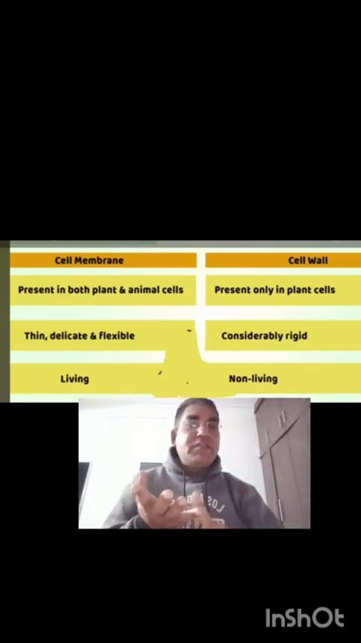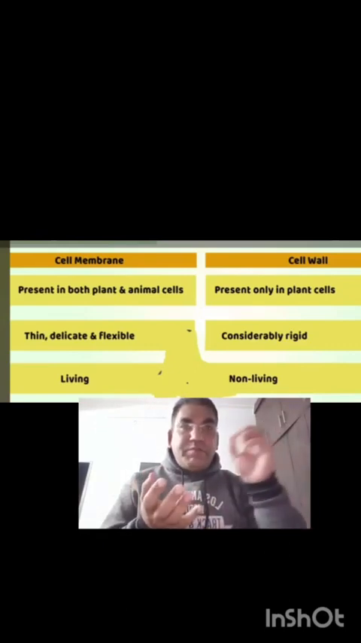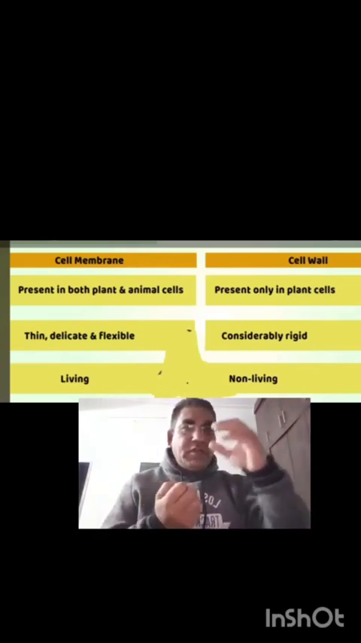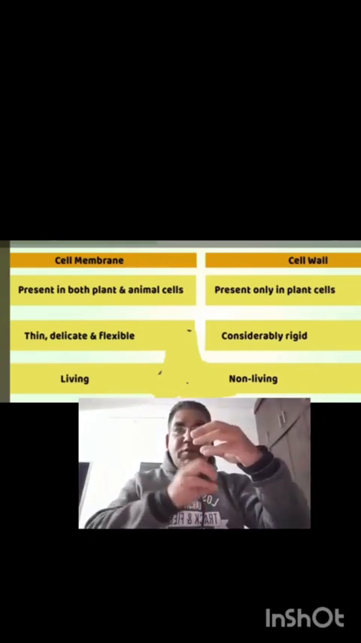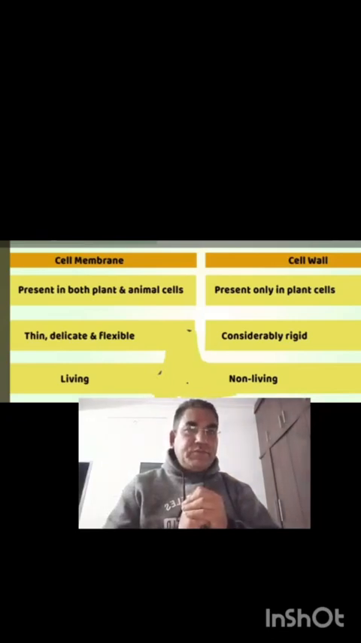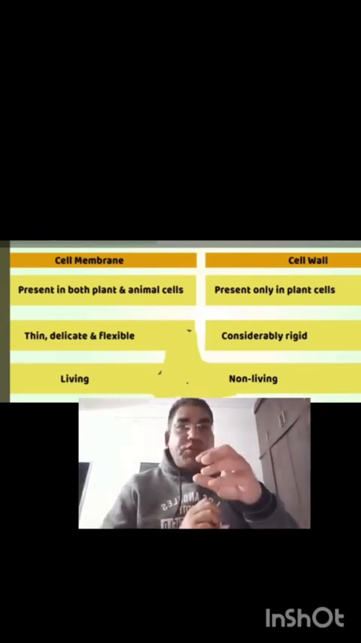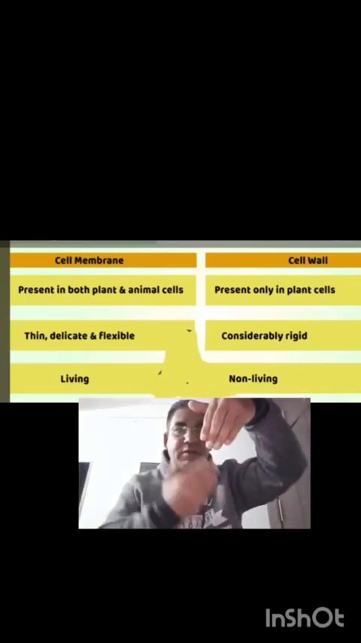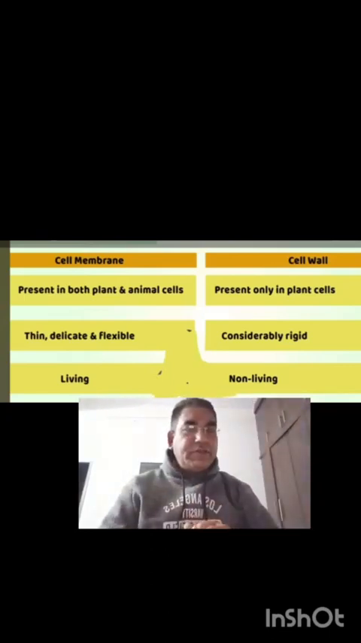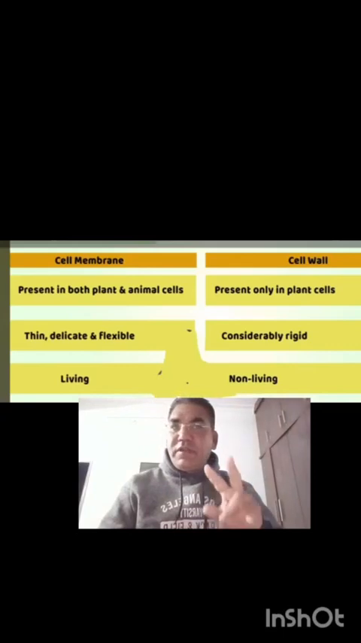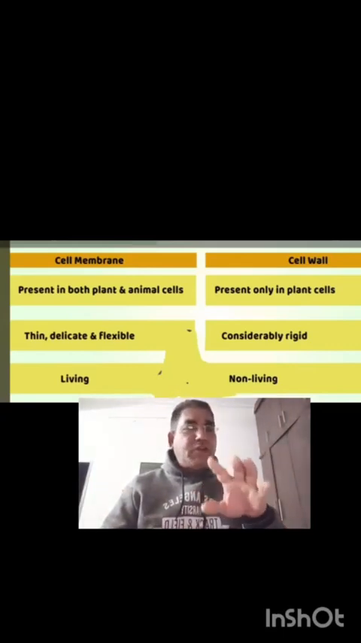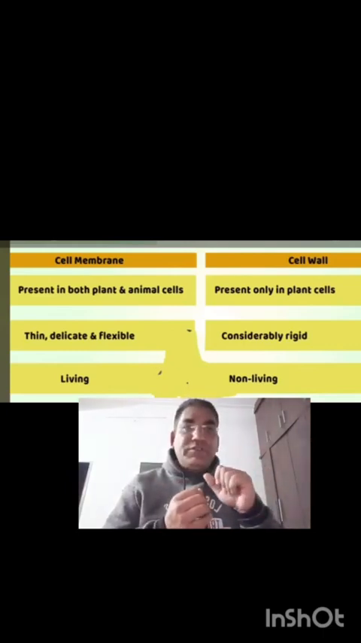Cell membrane is made up of lipids and protein. We call it lipoprotein. It is present in the form of a double layer, so it is known as phospholipid bilayer. Bilayer means one layer upper, one layer like this one. Right? Phospholipid bilayer. Cell wall is present in the form of cellulose.